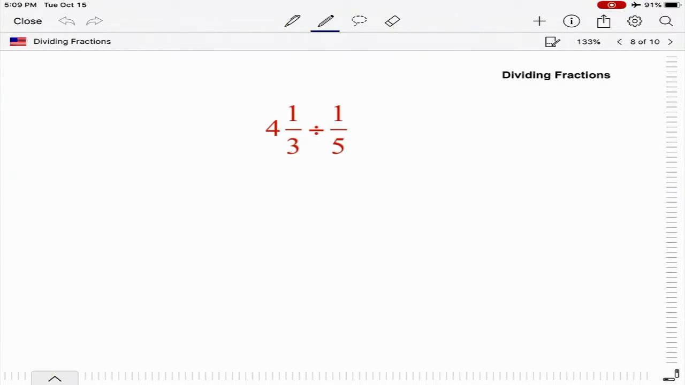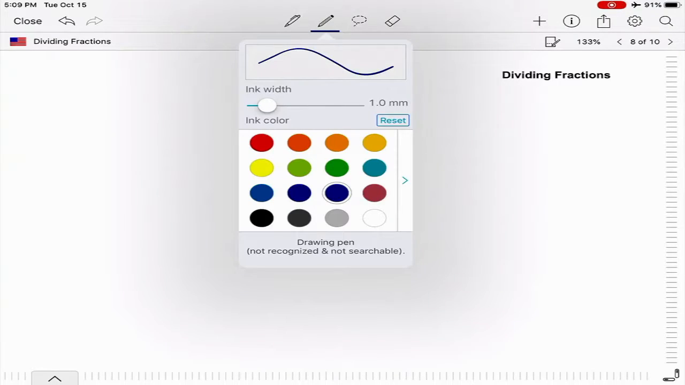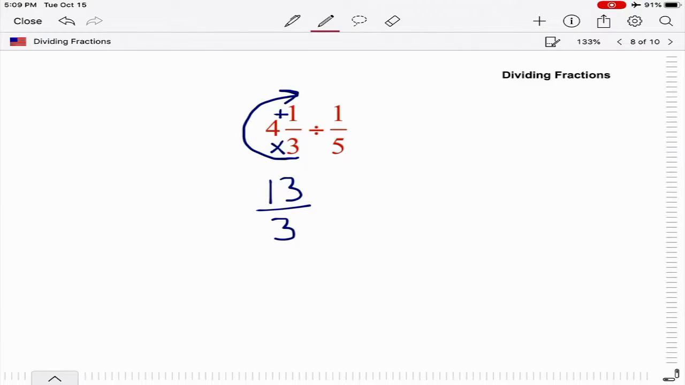So here, if you have a mixed number, the same thing as multiplying, you cannot divide a mixed number. So the very first thing you need to do is go around the clock and convert it into an improper fraction. 3 times 4 is 12, plus 1 is 13. So it's 13 over 3. Please listen to what I'm saying now. Every student makes this mistake. Just because I ran around the clock doesn't mean I changed this symbol. It is still a division symbol.